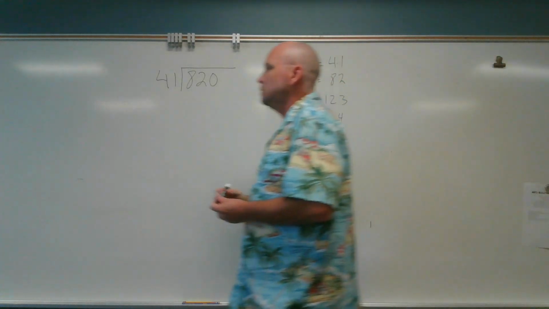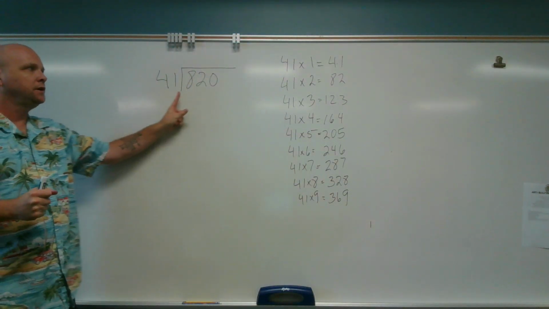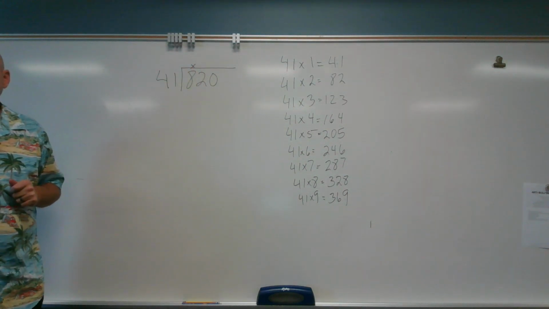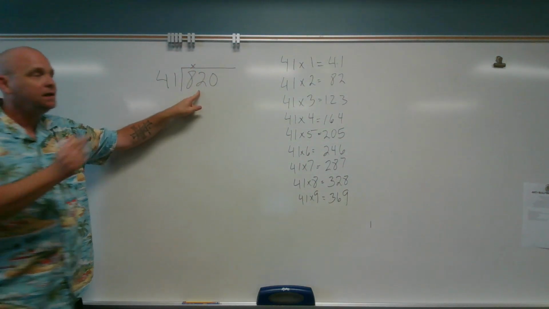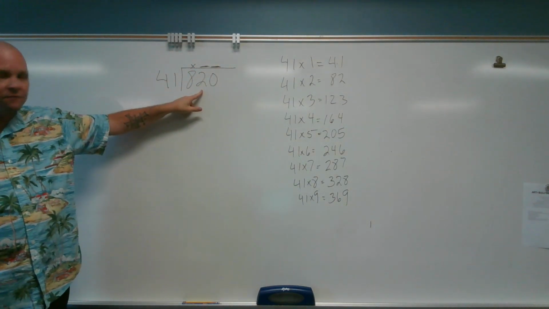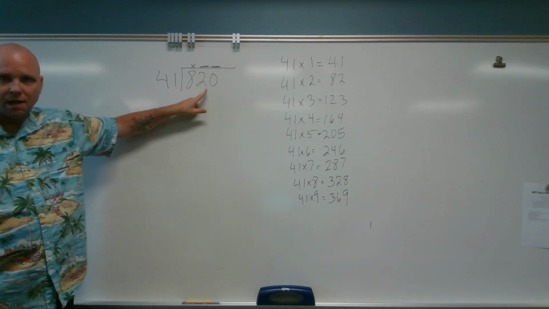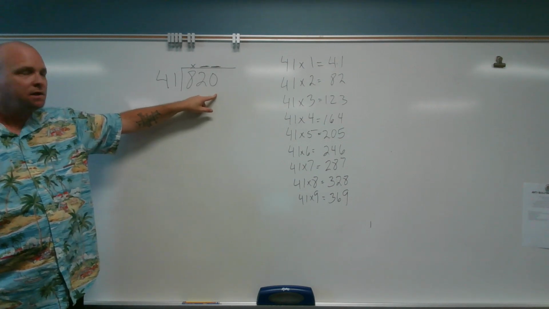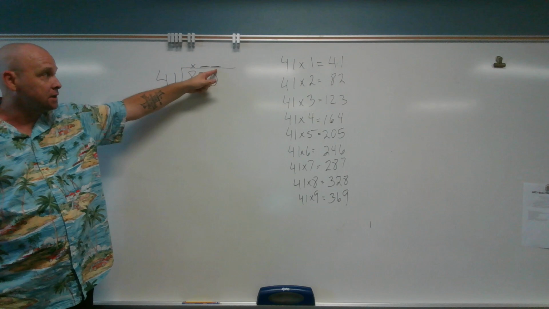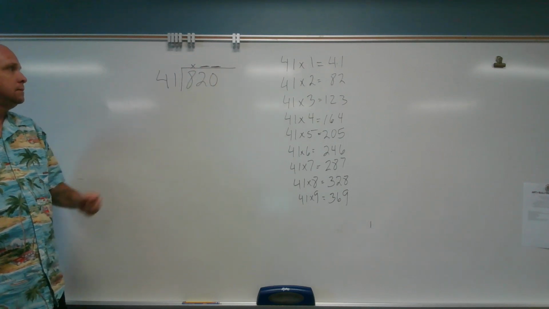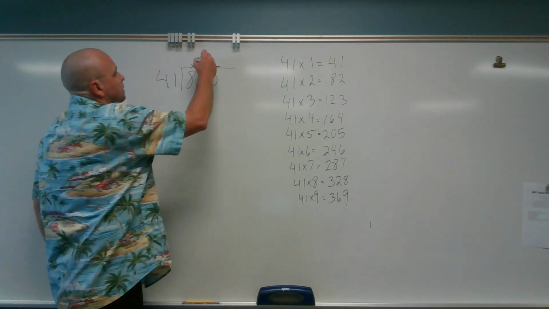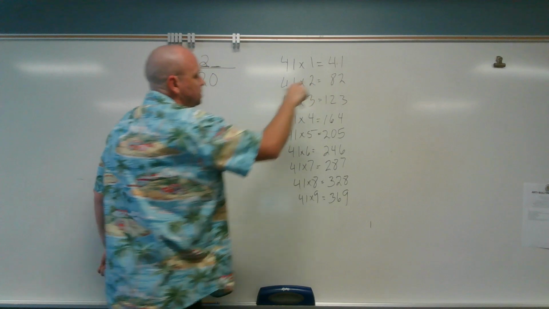Okay? So, Zoe, does 41 go into 8? No. I'm not going to have a number above the 8. Does 41 go into 82? Yes. I have to have a 2-digit number, a number above the 2 and a number above the 0. I guarantee you if I gave this problem to the class, I would have about 5 or 6 in each class get this wrong, because they'd forget to put that second number. And I'll show you why. How many times does 41 go into 82? Twice, because 41 times 2 is 82.